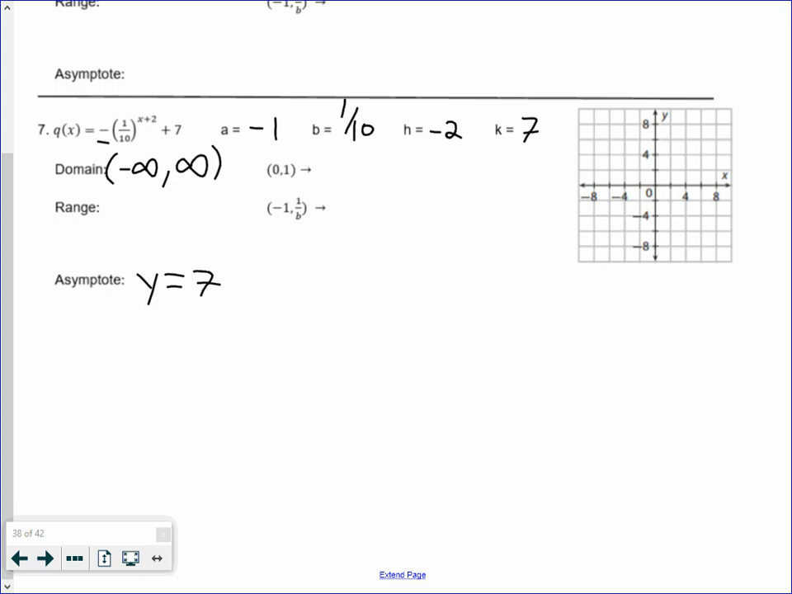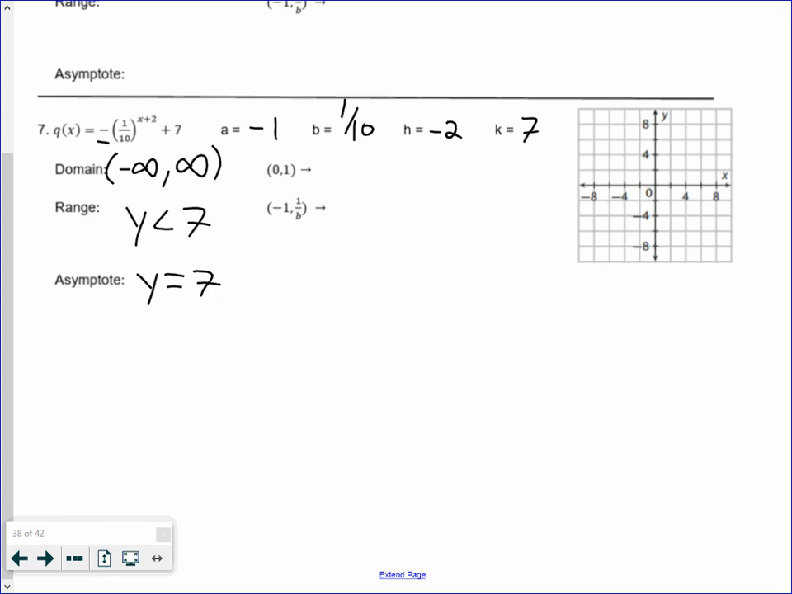Now for our range, we're going to look at the a value and we're going to look at the k value. Our a is negative. That means we reflect it over the x-axis. So we're below the asymptote now. So that means our function of y is less than or below the asymptote at 7. So that's our range.